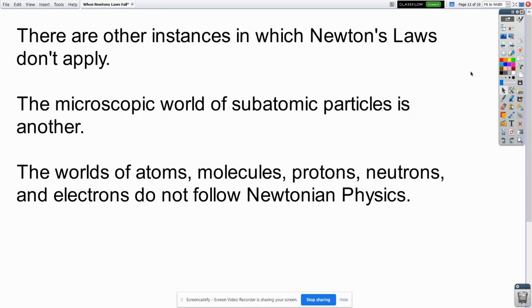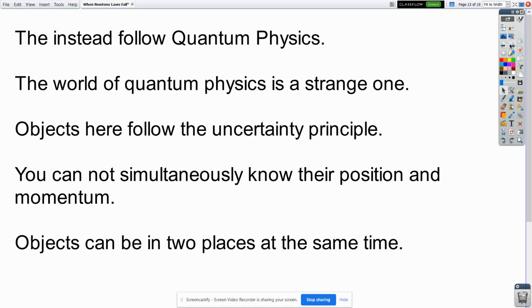There are other instances in which Newton's laws don't apply. The microscopic world of subatomic particles is another place where you can throw Newton's laws out the window. We're talking about the world of atoms, molecules, protons, neutrons, and electrons. They don't follow Newtonian physics. They follow something called quantum physics. And the world of quantum physics is an entirely foreign one. It's an entirely strange one that has nothing to do with the world that we live in, the macroscopic world with inertial frames of reference.